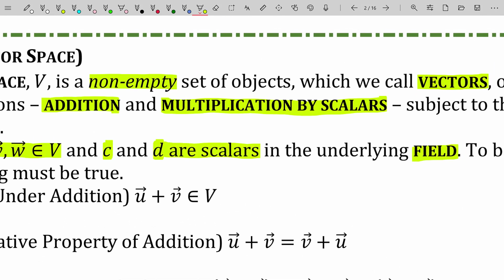Again, we're going to assume that the field we're working over is the set of real numbers. And I want to reiterate, it is not a requirement that you know what a field is at this point. That is usually left for a higher level math course, an upper division course of mathematics.